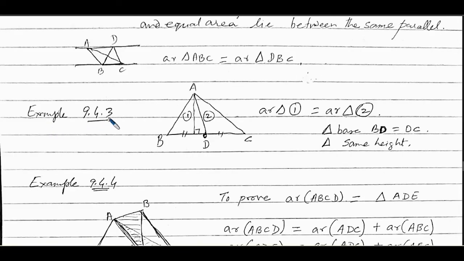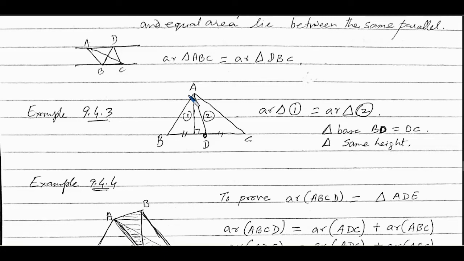Now example 9.4.3. I have not written it out, so go through this example in your textbook and see how they have written it. Here I have just written that given a triangle ABC, and from point A to the midpoint of BC, that is point D, these are the same, then show that the areas of the triangles, triangle 1 and triangle 2, are equal. It is very similar to that.